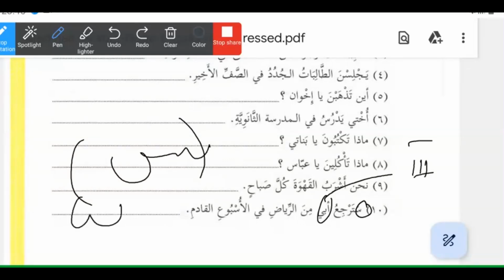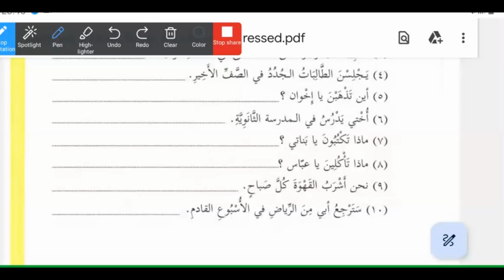Now here it will come as will in the future tense, because seen is a harf mustaqbil. It's a harf which takes the sentence into the future tense. Like in the Quran, it comes sawfa ta'lamun, kalla sawfa ta'lamun. So sawfa or seen, they are used for the mustaqbil, ba'id and qareeb. So my father will return from Riyadh fi usbu'il qadim, in the next week.